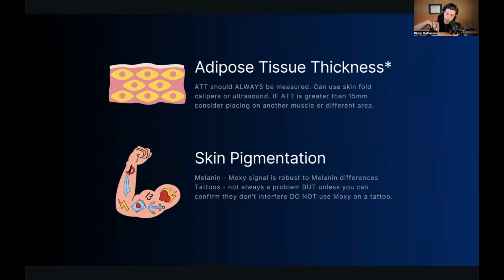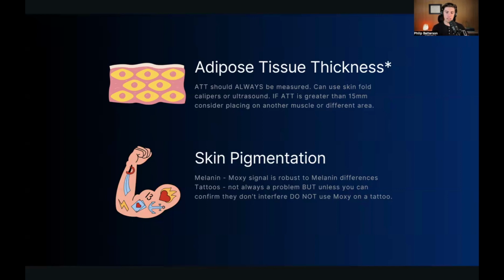Because a skin fold is essentially double what adipose tissue really is, you just have to be aware that anything above 15 millimeters, you should really consider placing on another muscle site. If you're working with individuals who have overweight or obesity, then placing on the thighs might not be a great idea, but you can always go to things like the forearm or the calf. That has typically worked really well with individuals who aren't just elite level athletes who are fairly lean.